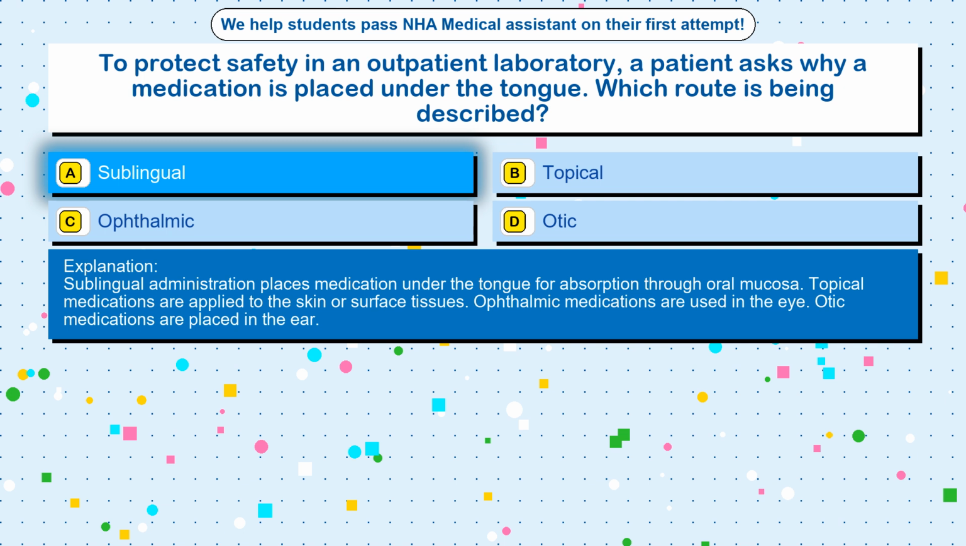Sublingual administration places medication under the tongue for absorption through oral mucosa. Topical medications are applied to the skin or surface tissues. Ophthalmic medications are used in the eye. Otic medications are placed in the ear.